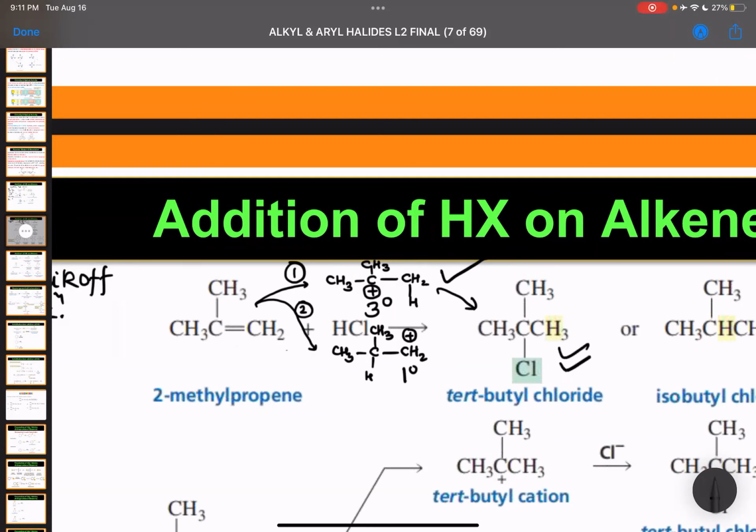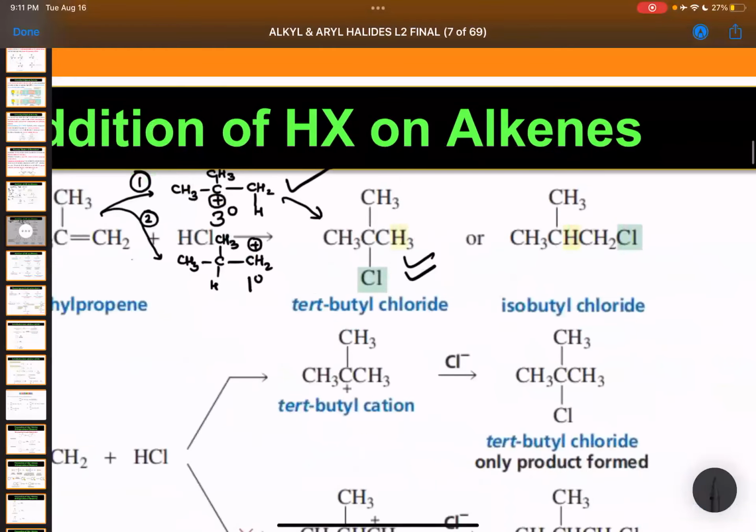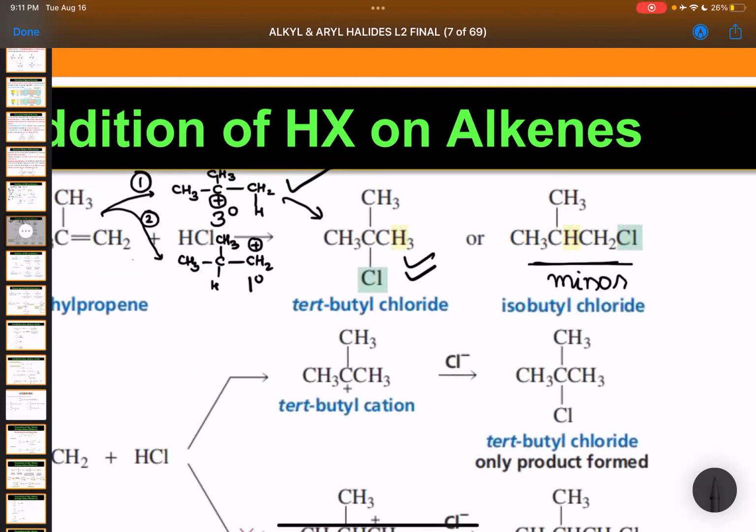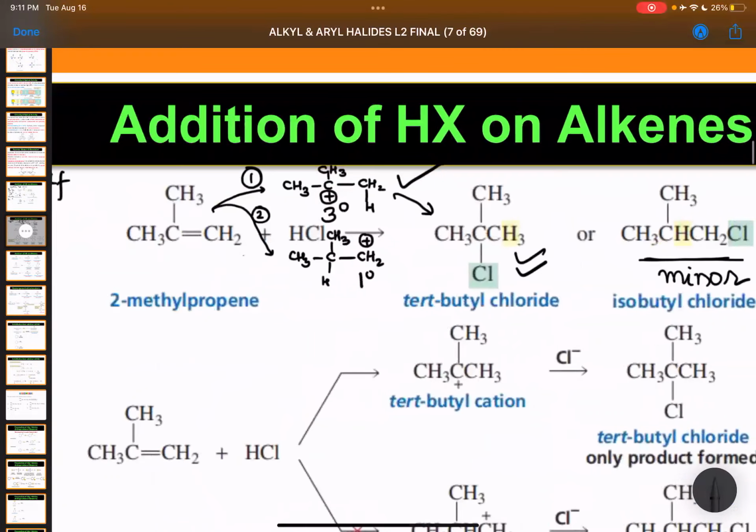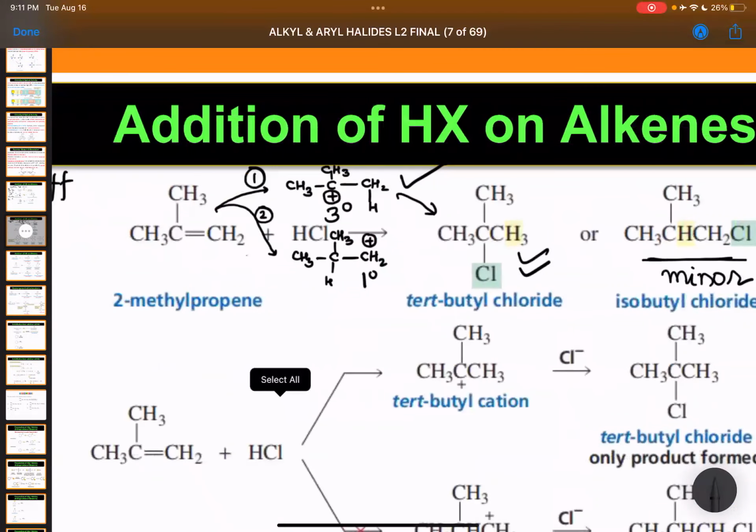So this is going to be the major product, and this is formed by the way in which you add H plus to the carbon atom which has more H. So this is Markovnikov addition, and this one is the minor product, anti-Markovnikov. So suppose someone asks you to write the product, you will write the Markovnikov product only. This one is the major product.